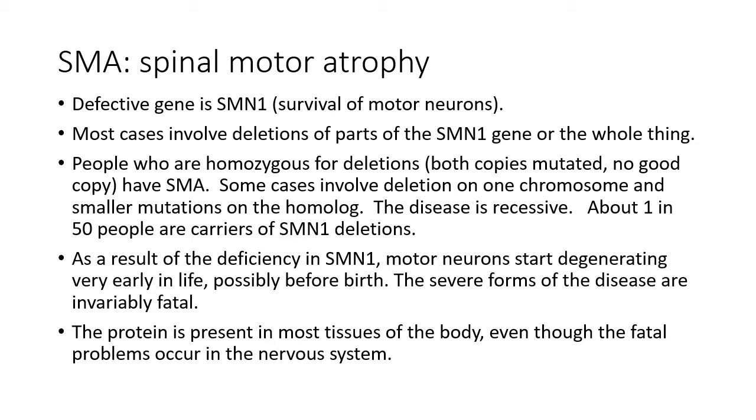So people who are homozygous for these deletions have no good copy of the gene. They have this disease, spinal muscular atrophy. Okay, and the disease is recessive, but it's fairly common, really. 1 in 50 people are carriers. The disease itself involves motor neurons that start degenerating very early in life, probably before birth. And there are various forms of this disease which depend on how extreme they are, but the severe forms are almost invariably fatal. Now, the protein itself is actually distributed through the body, but the effects on the nervous system are what cause the fatal effects.